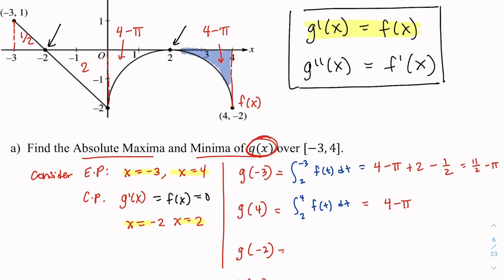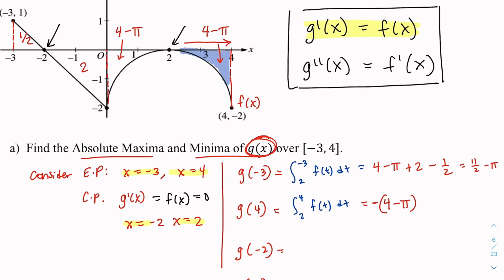But careful, since we're going forwards this time, since that area is below the axis, we need to change it negative. So I'll distribute in the next step. That's negative 4 plus pi. Okay. Next, g of negative 2.